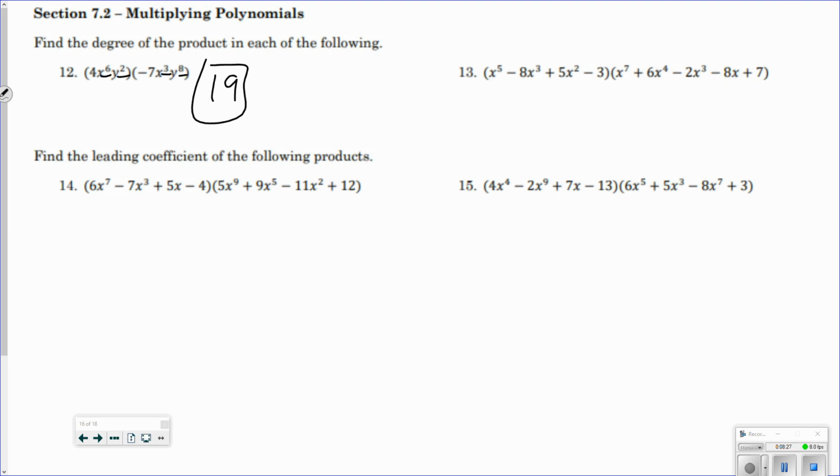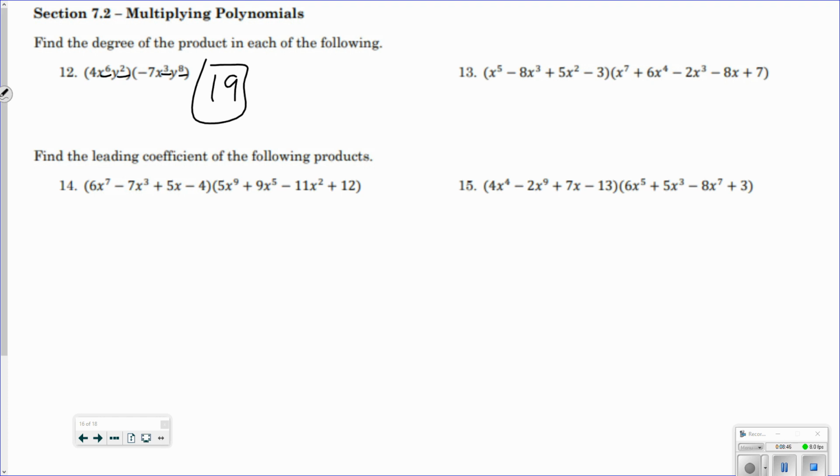For number 13, same thing. Well, not really the same thing this time because it's two polynomials that have more than just one term. So the first polynomial is x to the 5th minus 8x cubed plus 5x squared minus 3. The second one is x to the 7th plus 6x to the 4th minus 2x cubed minus 8x plus 7.